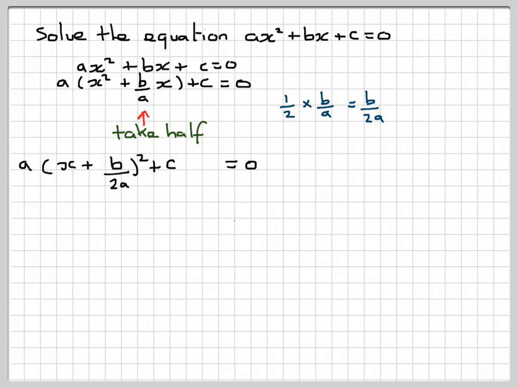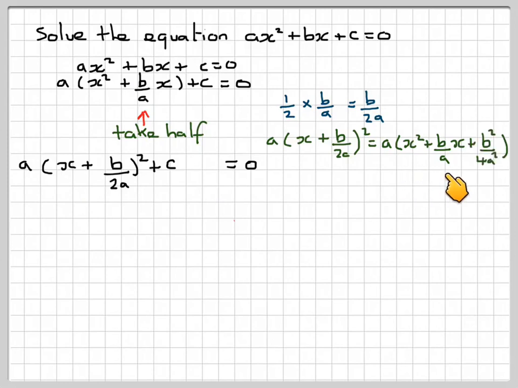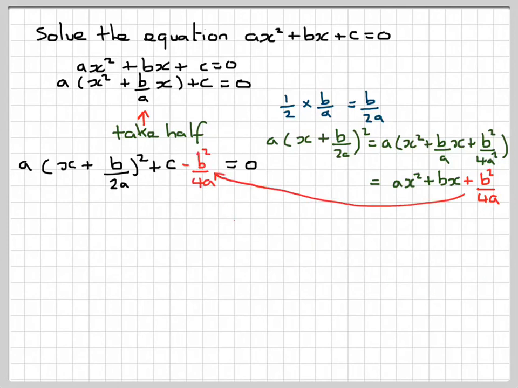Now to find out what we added in, we'll expand the first part of this. So expanding the bit in brackets first, we get a brackets x squared plus b over a x. If you square all this, because it's b over 2a times b over 2a, you're going to get b squared over 4a squared. Taking the a in, you're going to get ax squared plus bx plus b squared over 4a. Notice now the first two terms have gone back to the original equation. Here we've added in b squared over 4a, so over here we need to subtract b squared over 4a.